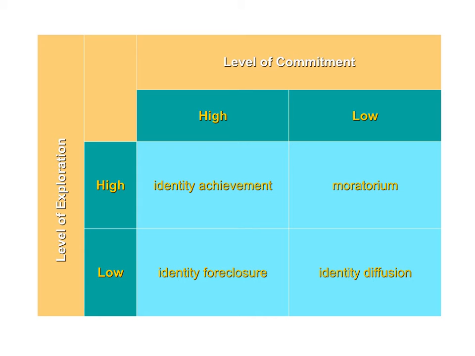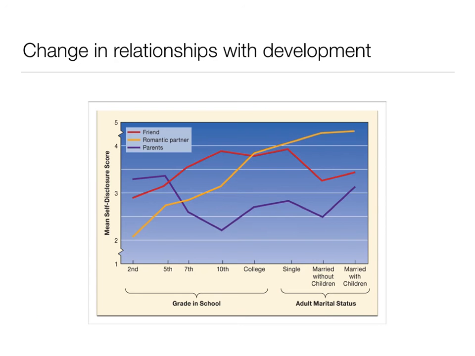And when we have neither exploration nor commitment, we have identity diffusion. And we see that, again, identity achievement is going to be the most beneficial of the four. We also see that as we go through childhood, adolescence, and adulthood, there are changes in relationships across development. So this graph shows that time period. We go from second grade to married with children.